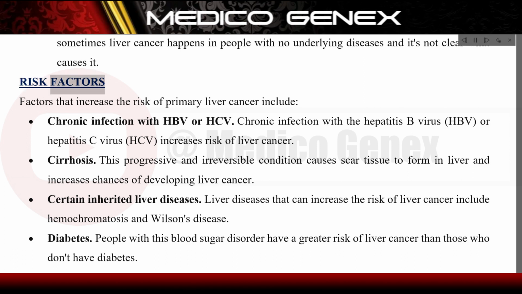Risk factors. Factors that increase the risk of primary liver cancer include chronic infection with HBV or HCV. Chronic infection with the hepatitis B virus, HBV, or hepatitis C virus, HCV, increases risk of liver cancer. Cirrhosis. This progressive and irreversible condition causes scar tissue to form in the liver and increases chances of developing liver cancer. Certain inherited liver diseases. Liver diseases that can increase the risk of liver cancer include hemochromatosis and Wilson's disease. Diabetes. People with this blood sugar disorder have a greater risk of liver cancer than those who don't have diabetes.